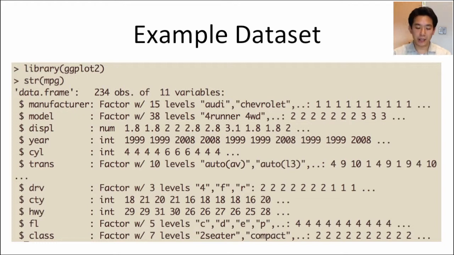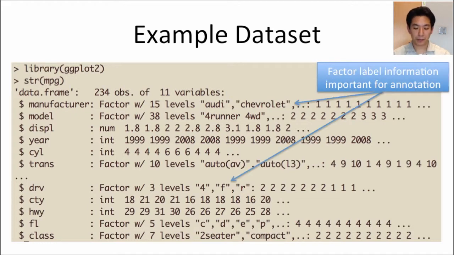And you can see that in this data set there's 234 observations, so there's 234 different types of cars, and there are 11 variables that are measured. In particular, I'm going to be looking at the displacement variable, which is an indicator of how large the engine is. So this is the DISPL variable. We're looking at the number of cylinders and we're going to look at the highway mileage, so the HWY variable, and then we're going to look at the DRV variable, which is what kind of drive it is. Is it a four-wheel drive, a front-wheel drive, or rear-wheel drive?